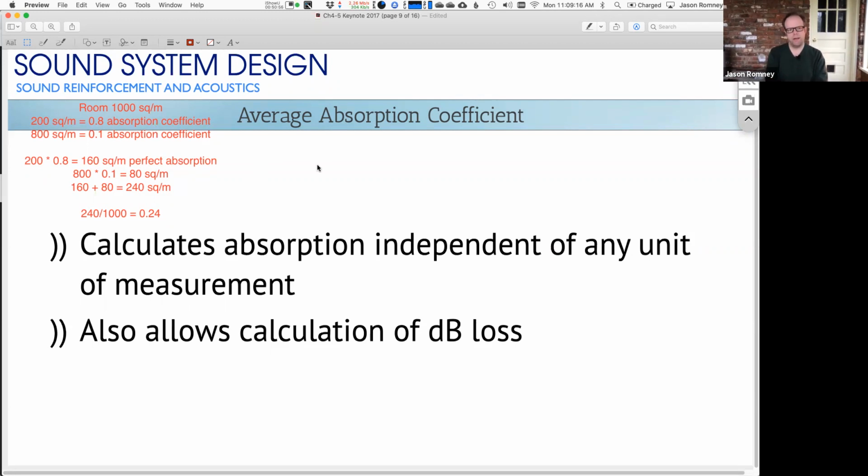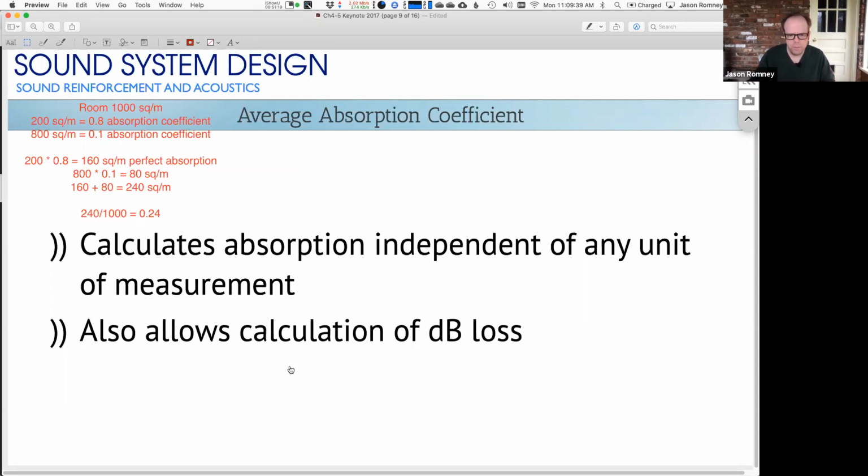So this notion of average absorption coefficient allows you to calculate this independent of any particular unit of measurement. It's not tied to feet or meters or anything else. And it allows you to calculate dB loss. So for example, if your average absorption coefficient is 0.2, that means 20% of the sound would be absorbed, 80% would be reflected.